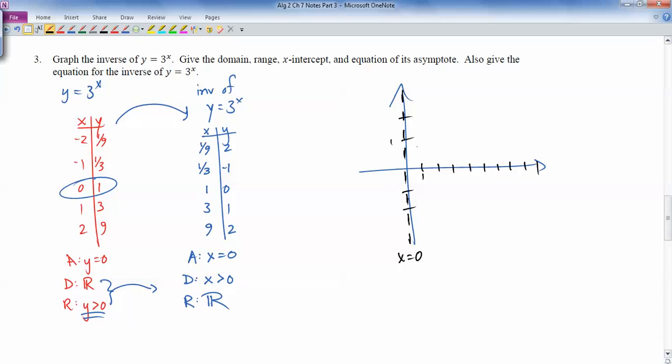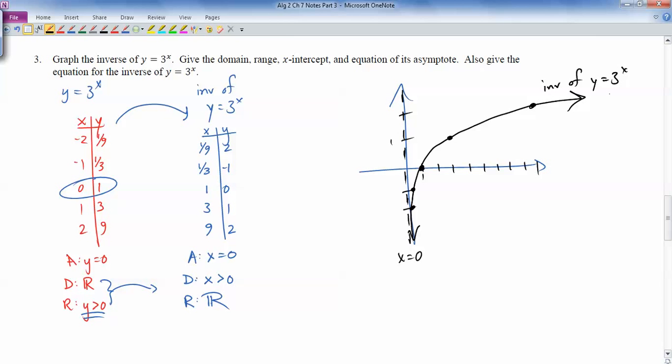And so I've got 1/9, 2. So 1/9 positive 2 would be about here. And then I've got 1/3 negative 1. Oh, sorry, 1/9 negative 2. 1/9 negative 2 is down here. 1/3 negative 1 would be like here. 1, 0 is right here. 3, 1 is here. And 9, 2 is here. And you can kind of tell that it looks like this shape. So this is the graph of the inverse of y equals 3 to the x.